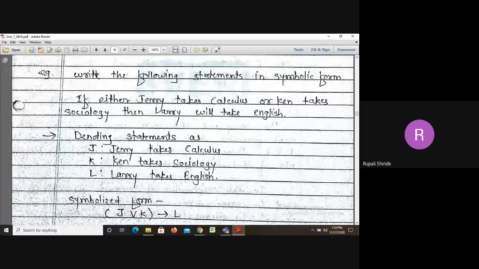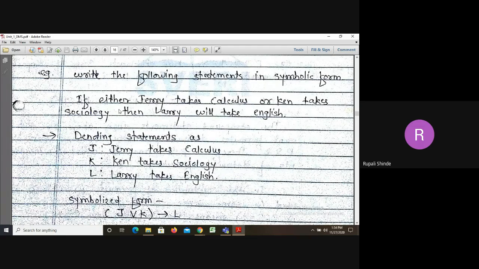Okay. Again, these kinds of examples, they may ask, like, write the following statements into symbolic form. So here one statement is given: if either Jerry takes calculus or Ken takes sociology, then Laurie will take English. So we have to transform this sentence into symbolic form.